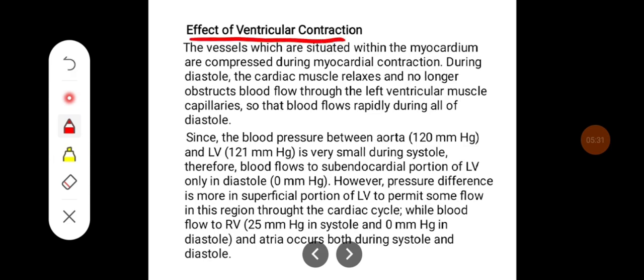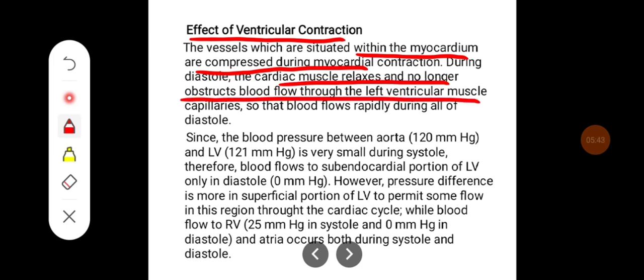The effect of ventricular contraction. The vessels which are situated within the myocardium are compressed during myocardial contraction. During diastole, the cardiac muscle relaxes and no longer obstructs the blood flow through the left ventricular muscle capillaries, so that blood flows rapidly during all of diastole.